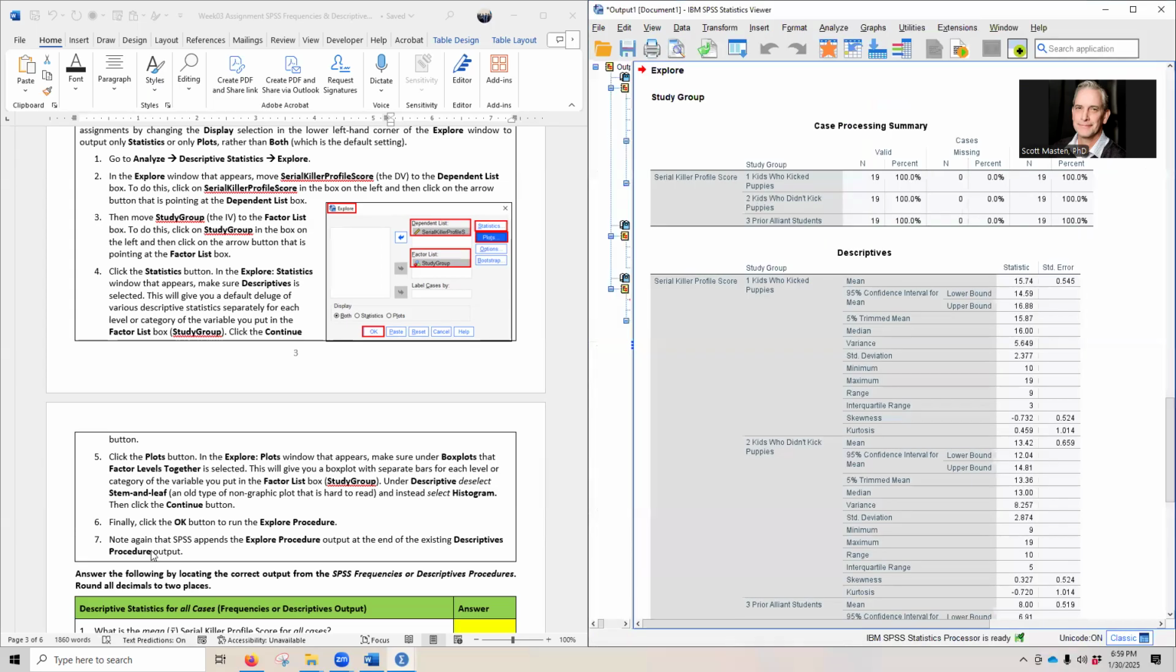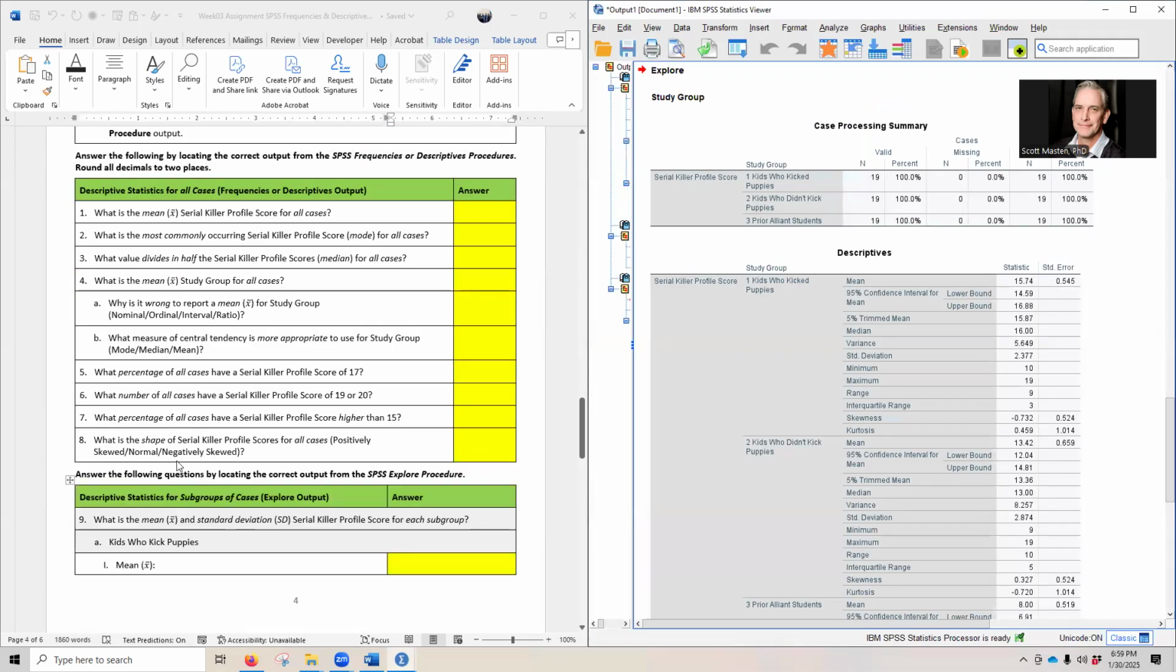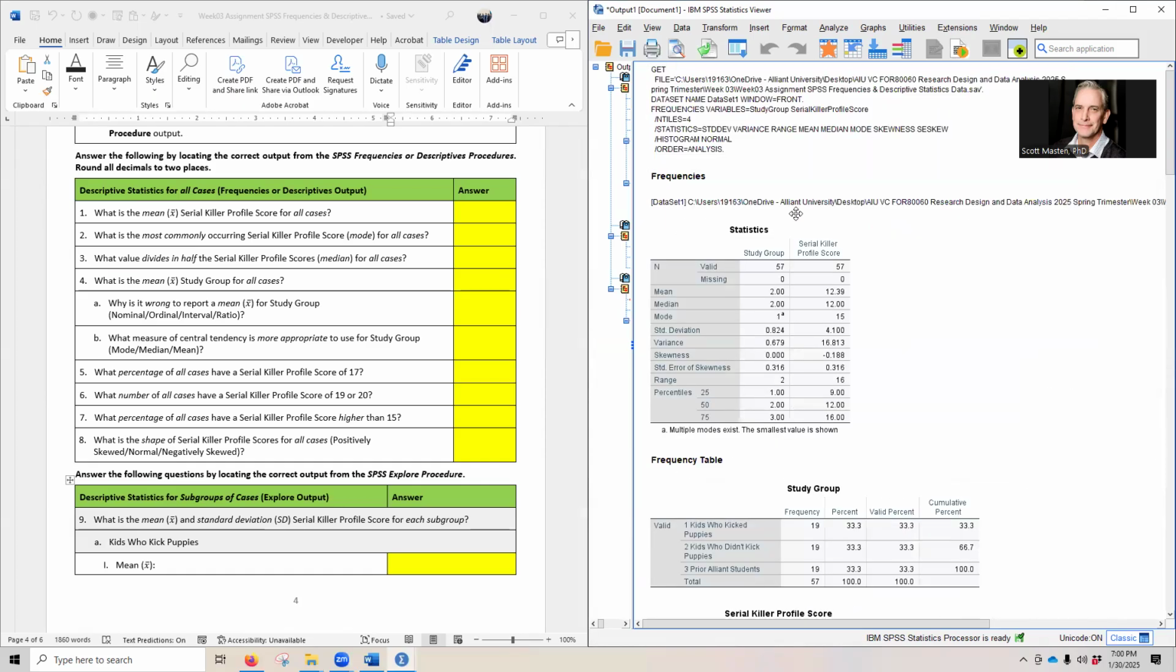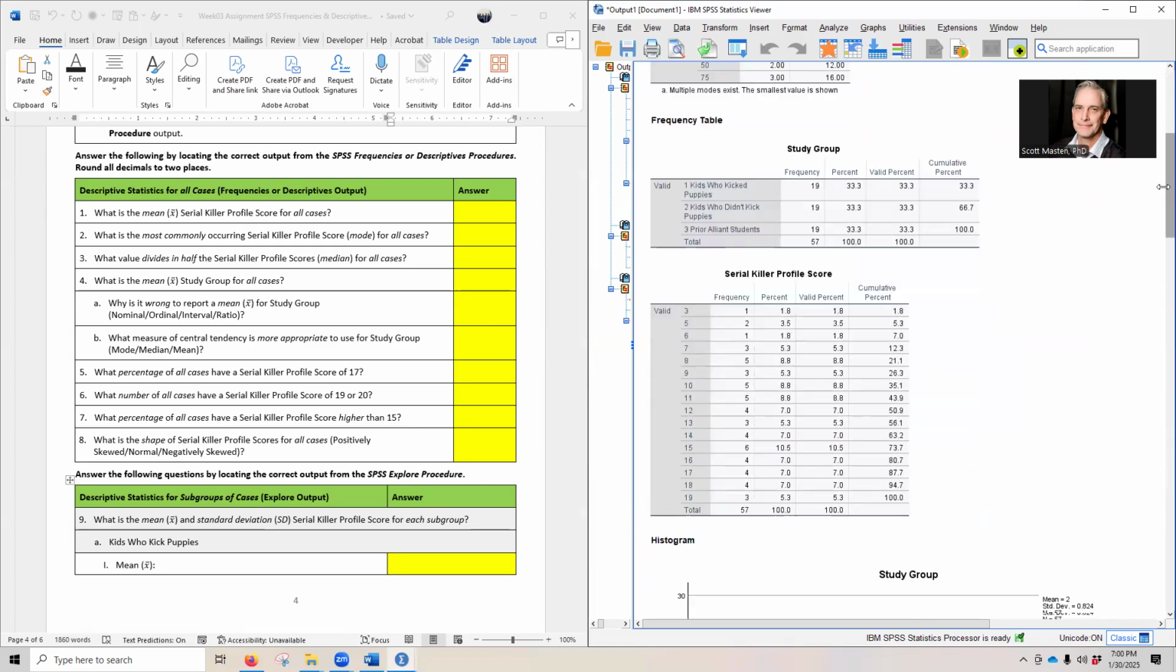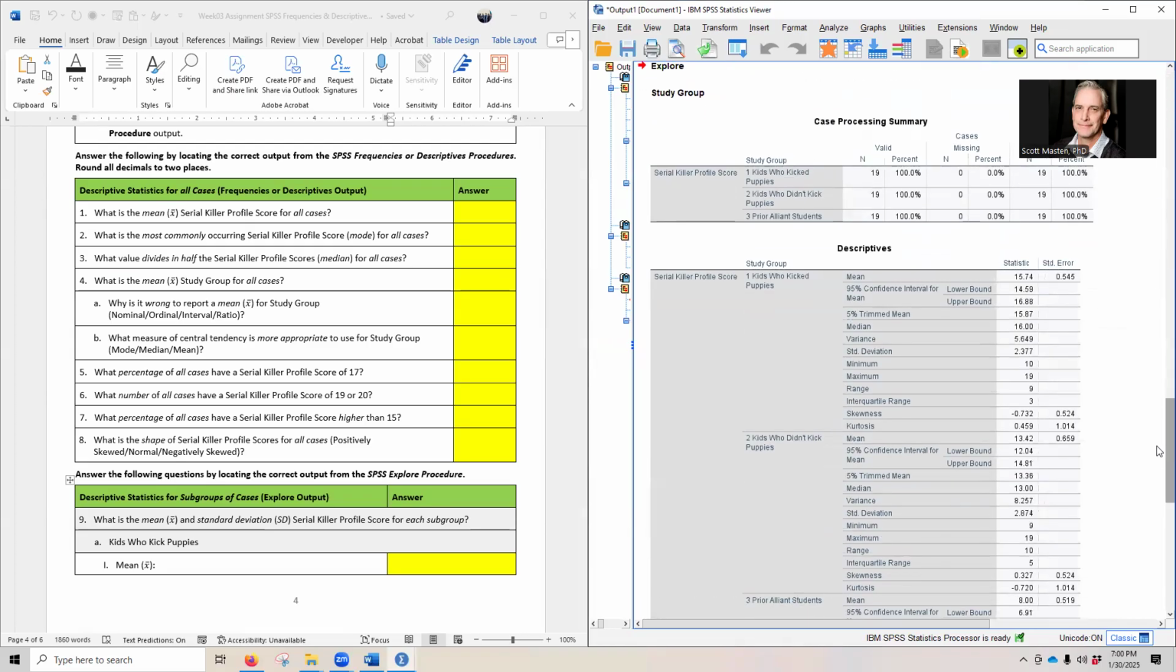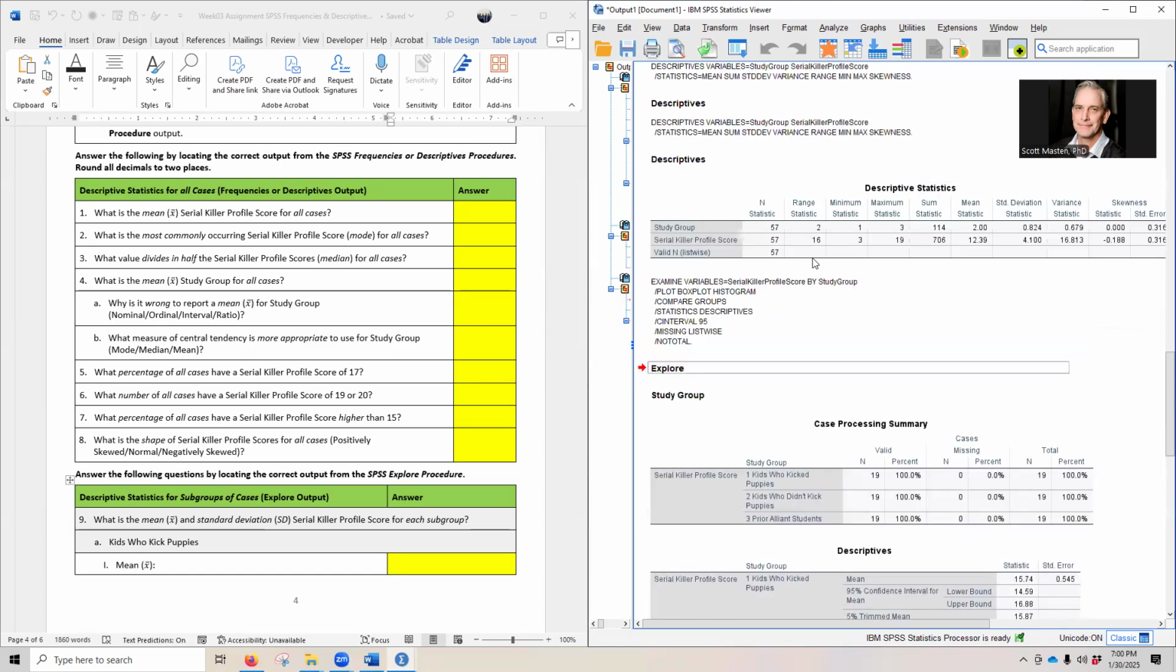So I think we're ready to start answering some questions now. What is the mean serial killer profile score for all cases? You can answer that two ways: with either the statistics that are at the front of the frequencies, or you can answer it with the descriptives that come out of the descriptive statistics procedure.